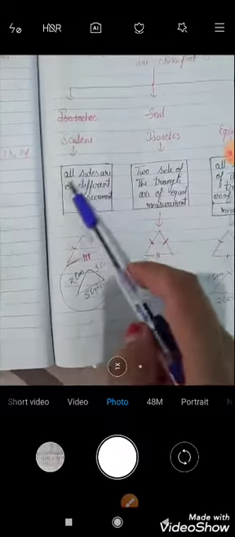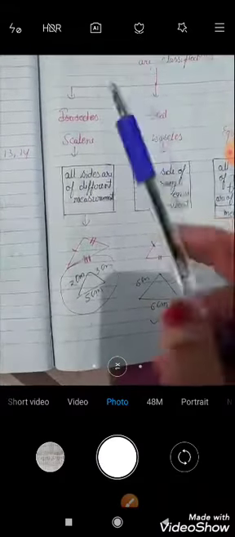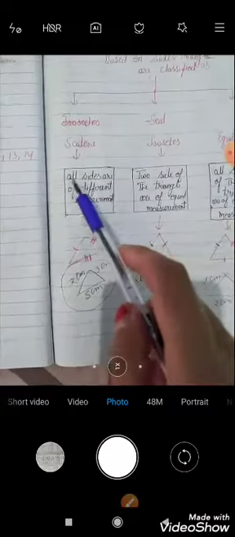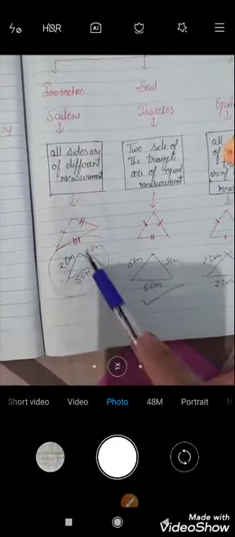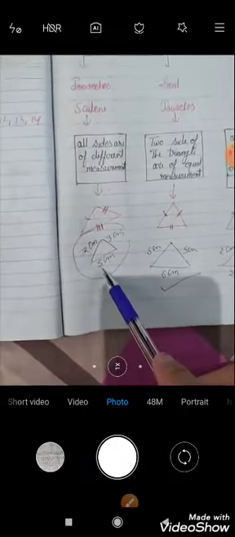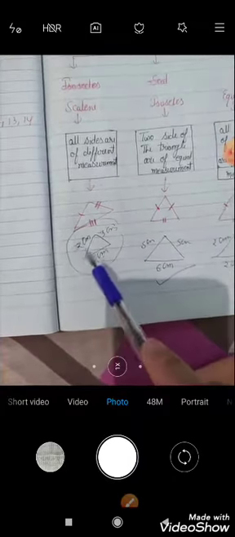Scalene triangle: in this triangle all the sides are of different measurements. So here, if we have a triangle whose sides are 2 cm, 3 cm, 5 cm, you can see that all the measurements of the sides are different from each other. So this kind of triangle is known as a scalene triangle.